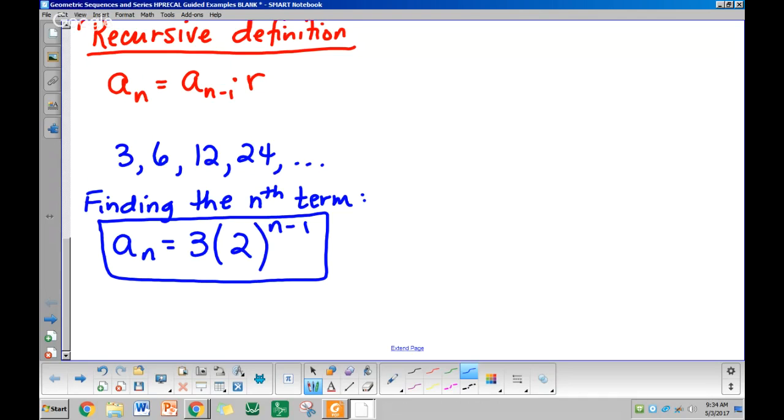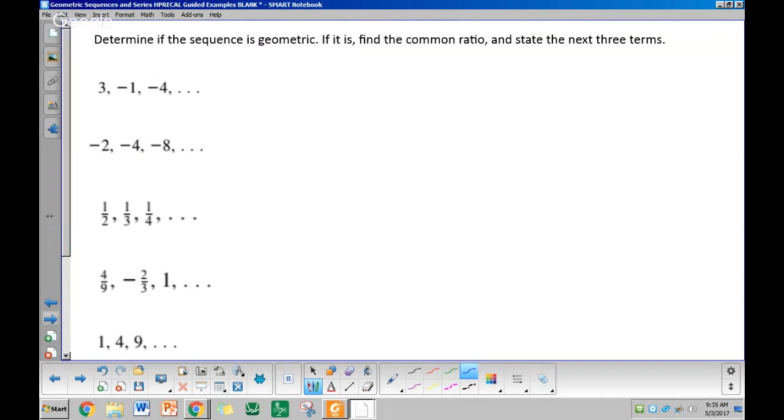No, because PEMDAS says, what do we have to do first? P, E, M, exponents have to be before M. And since we don't know what the exponent is, we're stuck. Got it? All right. You think I'm making a big deal of it. I am, because I don't want us to miss any points later. Okay, move right along. We're going to decide whether this sequence is geometric or not geometric.